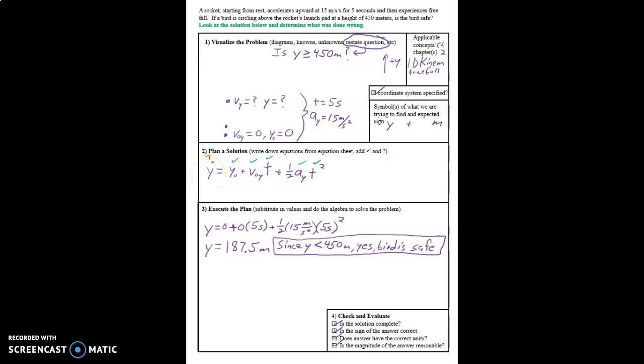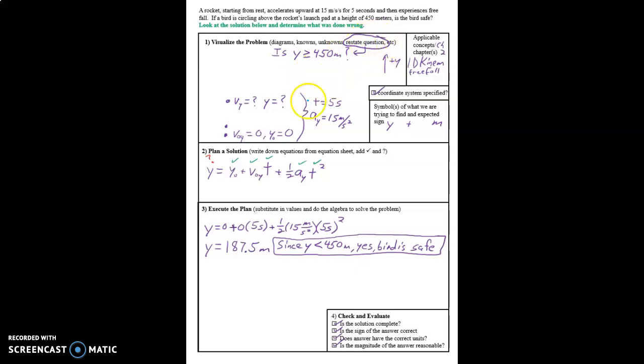In this problem, there was a rocket that was accelerating upward at 15 meters per second squared for 5 seconds before experiencing free fall, and we're trying to figure out if the bird would be safe. You were asked to look at this solution and see if you could find anything wrong. And you may have looked and said, I think it all looks good. And you didn't find any mistakes at all.